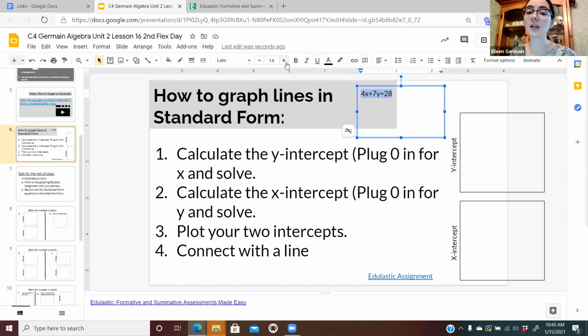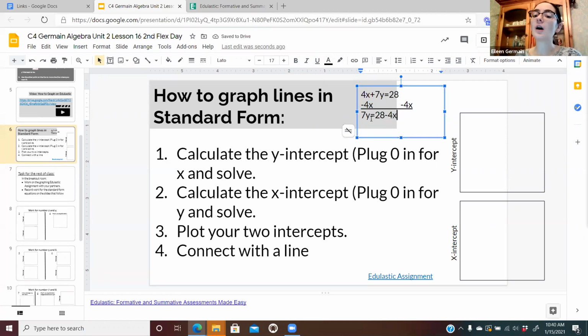One of them, which I think personally is a little bit more challenging, is solving for your y. That would be isolating your y by getting that y by itself, subtracting 4x on each side, and we're going to be left with 7y is equal to 28 minus 4x, okay?